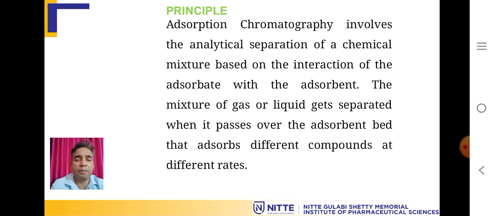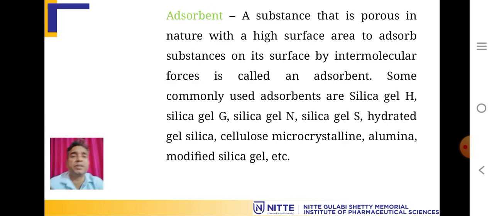In this, the compound which is being separated travels through the stationary phase. When they are traveling through the stationary phase, they travel with different speeds. The main principle behind the separation is that the compound being separated travels in both the stationary phase and the mobile phase. Depending upon the nature of the compound, it chooses to travel more in the stationary phase or more in the mobile phase. When it travels more in the mobile phase, it elutes faster, and when it travels in the stationary phase, it moves slowly. So this is the principle of separation.